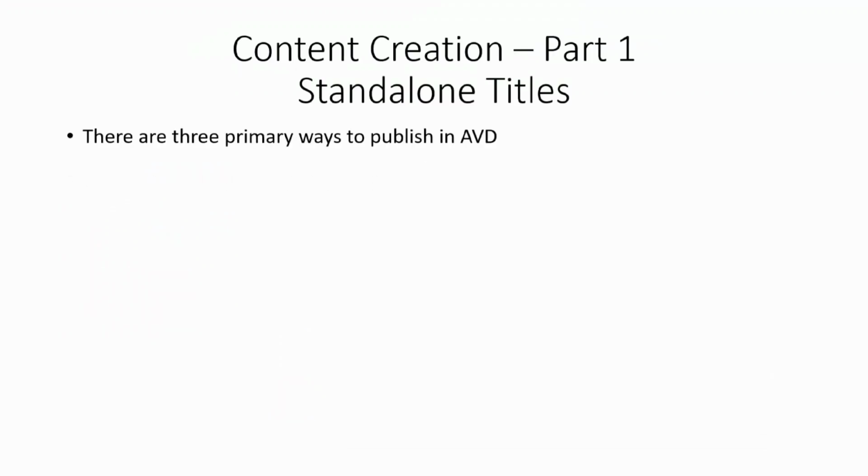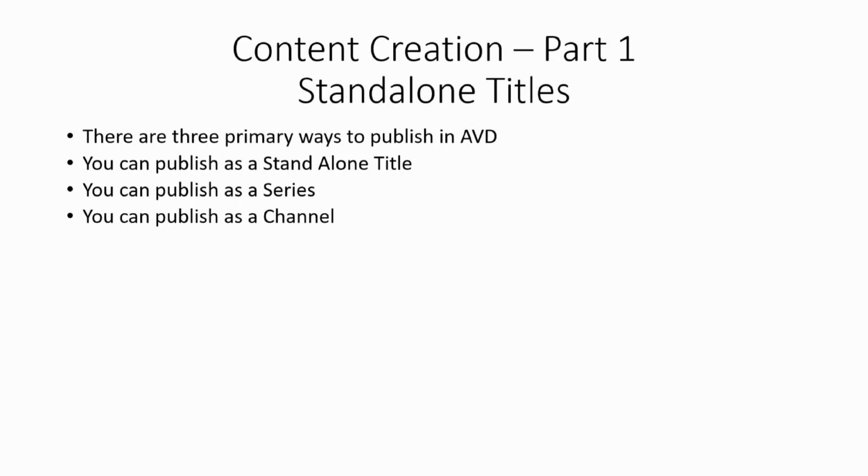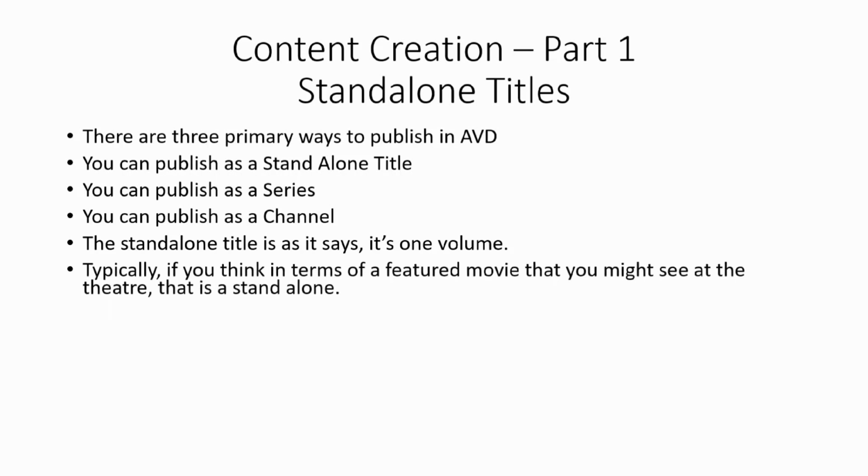There are three primary ways to publish in Amazon Video Direct. You can publish as a standalone title, as we've just seen. You can publish as a series, and you can publish as a channel. Now the standalone title is, as it says, one volume or one video. And typically, if you think of it in terms of a featured movie that you might see at a theater, that is a standalone.